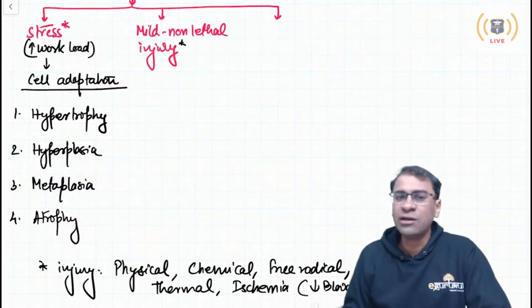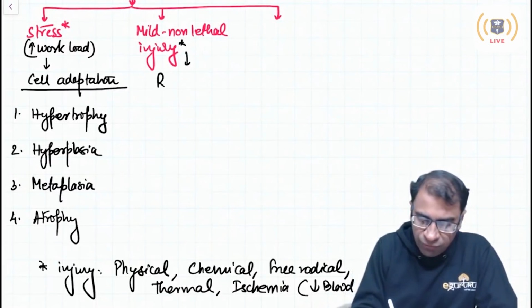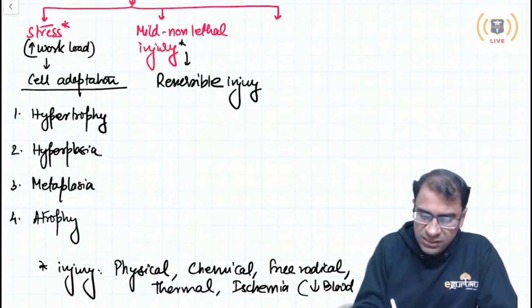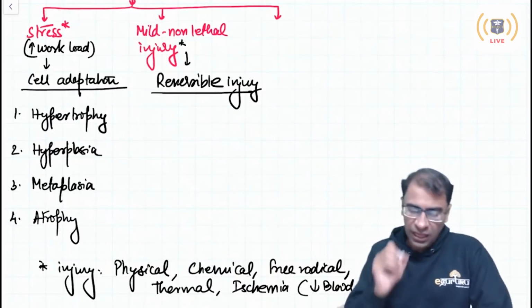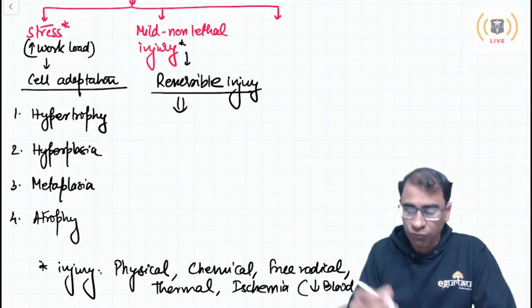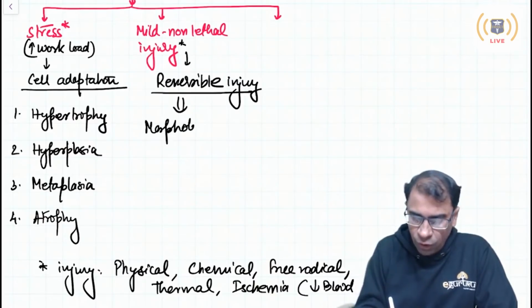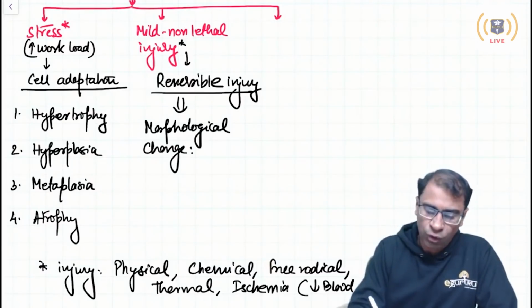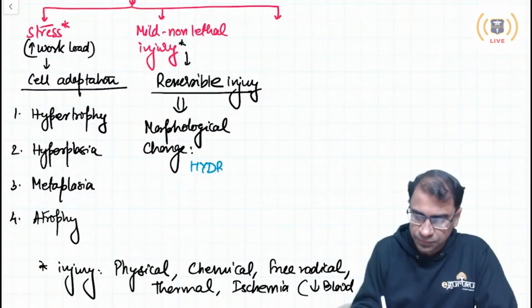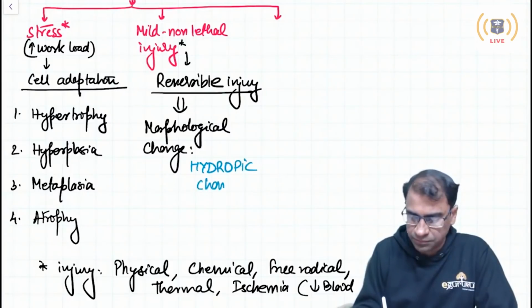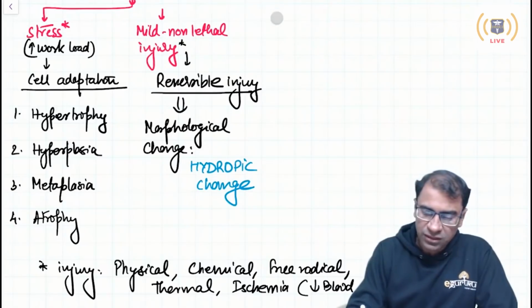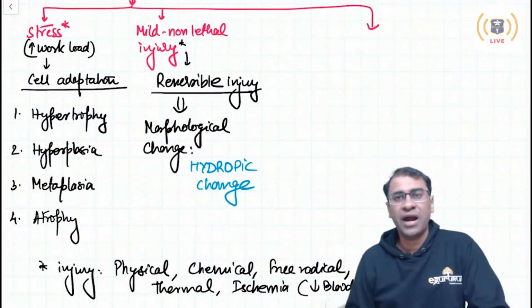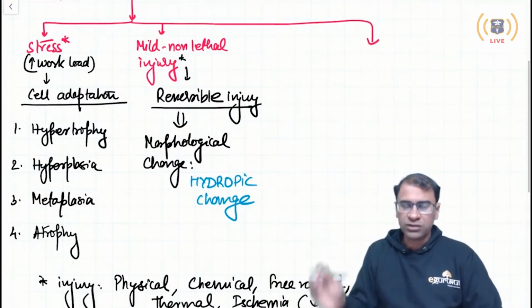Whenever there is a mild non-lethal injury, the cell undergoes a form of injury called reversible injury. And this causes a morphological change. The morphological change you expect in the cell now is called hydropic change. Okay? Now let's move to the third one.